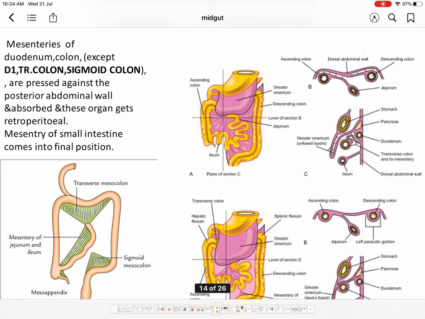In this, the duodenum and most of the colon, except the first part of the duodenum, transverse colon and sigmoid colon, are all pressed against the posterior abdominal wall, and their mesentery is absorbed, and these organs become retroperitoneal. So the first part of the duodenum, transverse colon and sigmoid colon are not retroperitoneal because they don't lose their mesentery, they retain their mesentery.